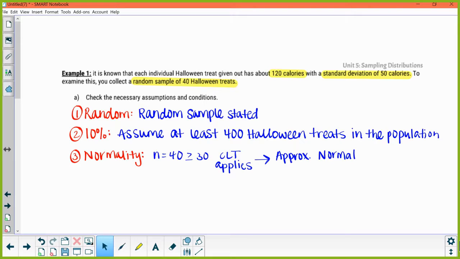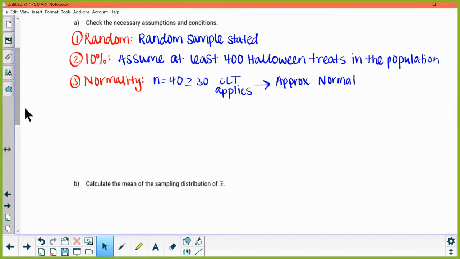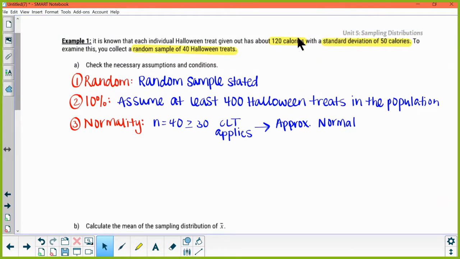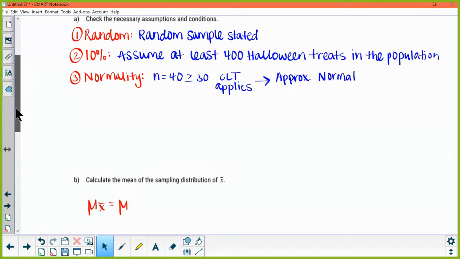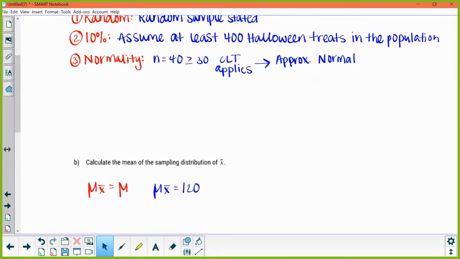So once all of your assumptions and conditions are met, you can go on to calculate means, calculate standard deviations, and figure out some probabilities for different situations. So let's go ahead and look at our mean. For calculating the mean of the sampling distribution, remember that the mu of the sample mean is going to be equal to the mu of the population, the mean of the population. So for our case, the claim was that the mean is about 120 calories. So I'm going to say it's about 120.